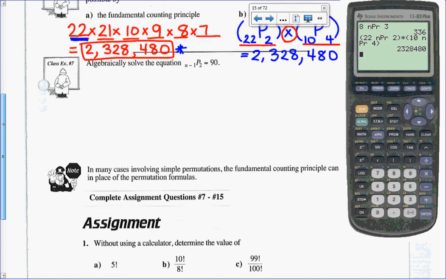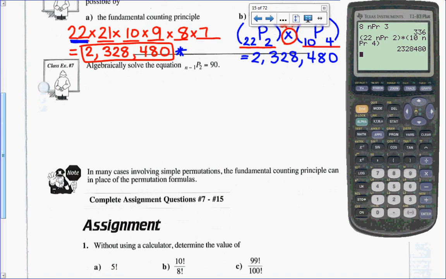Okay, and our last one today says algebraically solve the equation (n minus 1) P 2 equals 90. Okay, well, algebraically means I need to go back to my original permutation equation and set it up. So I know that equation is nPr equals n factorial over (n minus r) factorial.